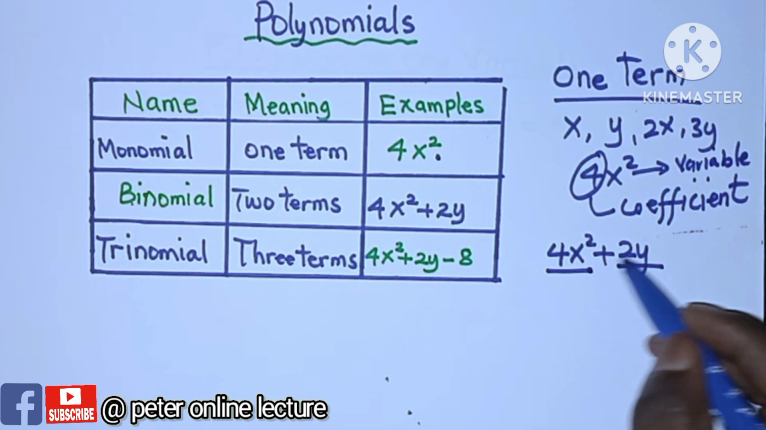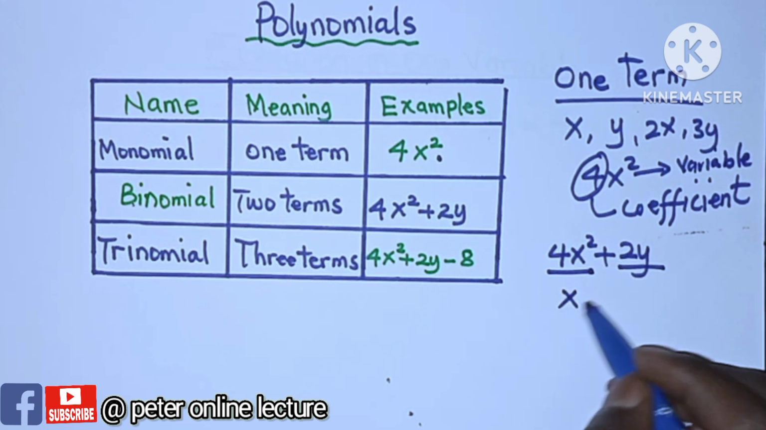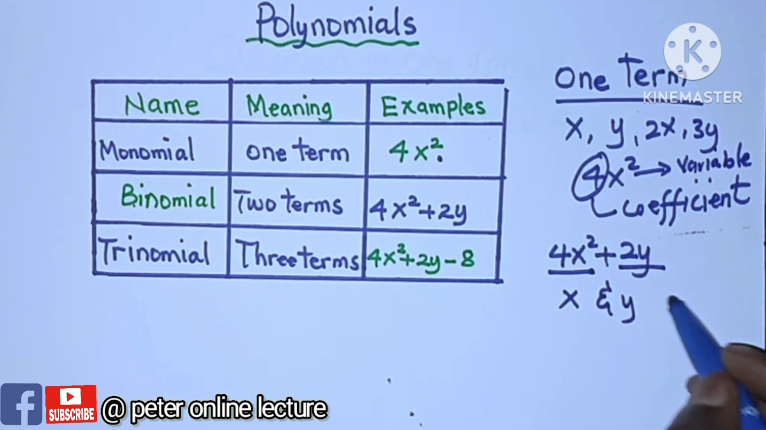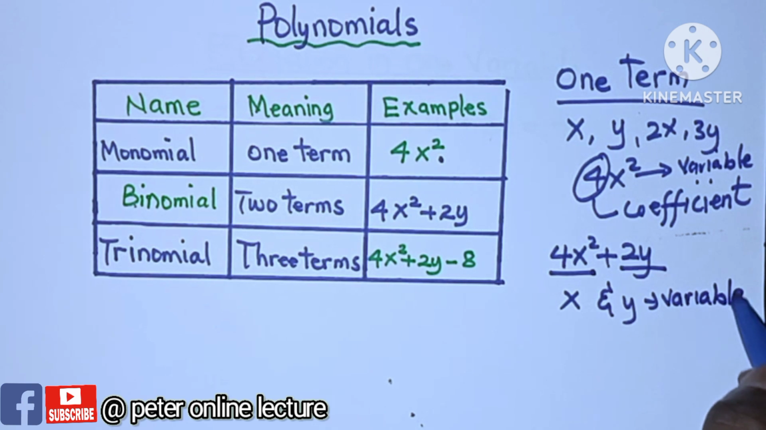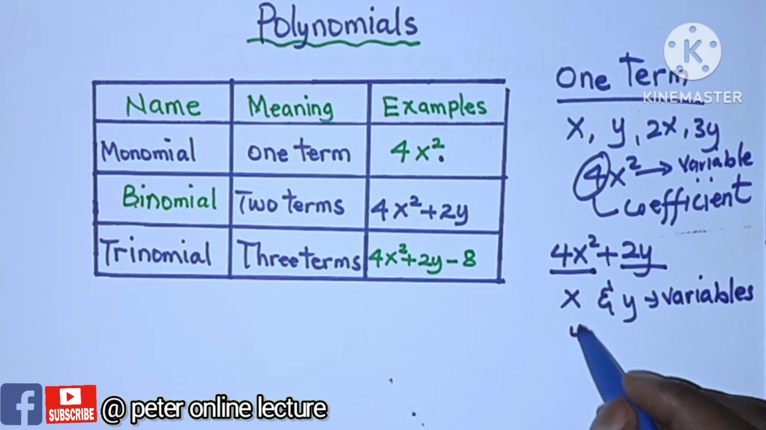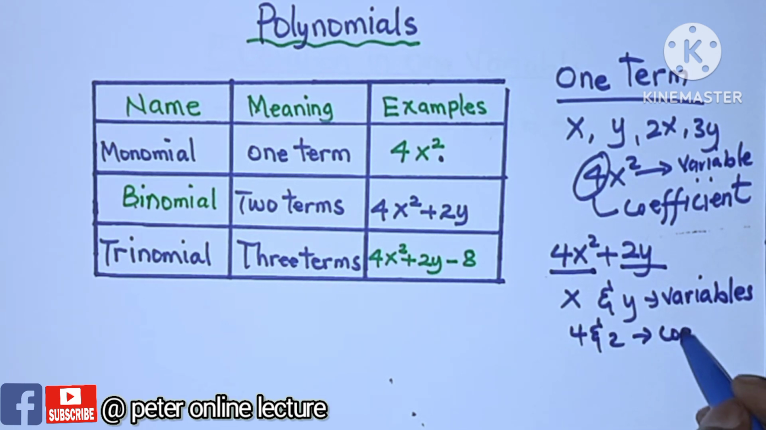And looking at this, you have x and you have y. So the variables are x and y. They are the variables. So x and y are the variables, and 4 and 2 are the coefficients.